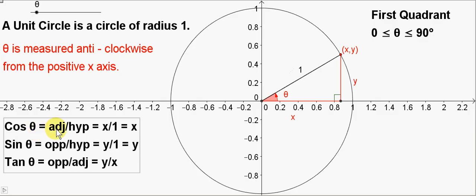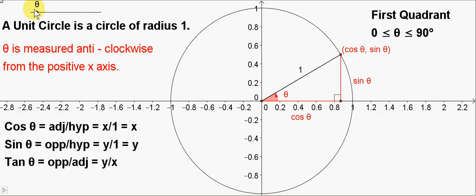The cos of theta, as we know, is adjacent over hypotenuse. That's x divided by 1. But x divided by 1 is just x. Sine of theta is opposite over hypotenuse. That's y over 1. But y divided by 1 is just y. So we can see that we can replace the coordinates of this point with cos theta, sine theta. Cos theta is x, sine theta is y. So now we get this picture here.